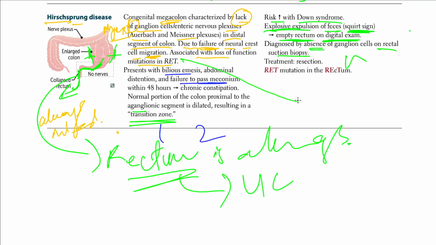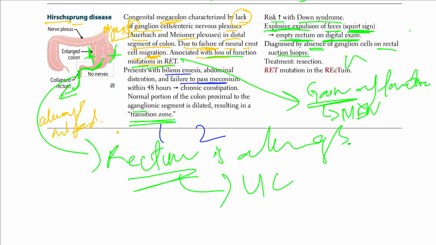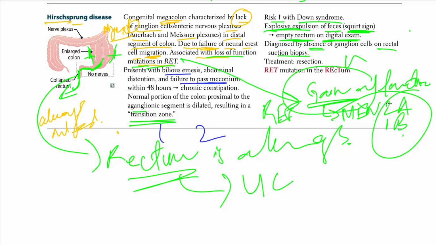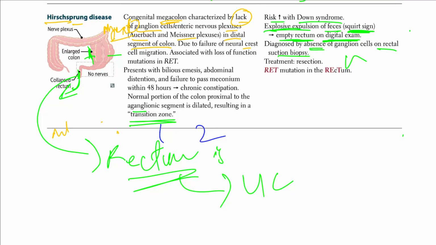One more thing about this RET gene. In here, it's the loss of function mutation in RET. So what is the thing in which we would have gain of function of RET? Gain of function mutation in RET gene, that is your MEN2A and B. Those are also RET mutations, but gain of function. Here we have the loss of function. That's all for this one.